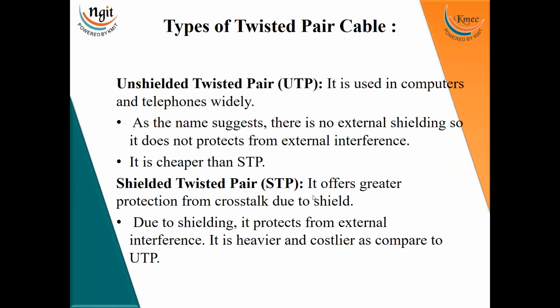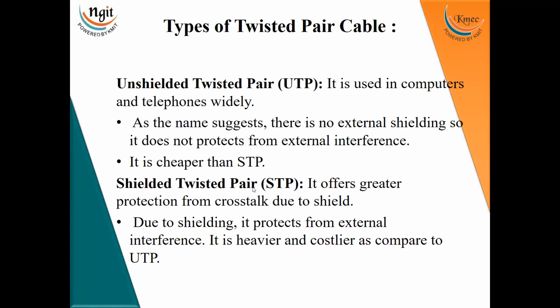Next, we have two different types of twisted pair: one is unshielded twisted pair, another one is shielded twisted pair. Unshielded twisted pair is mainly used for telephones. As the name suggests, there is no external shielding, so it does not protect from external interference. It is much cheaper.